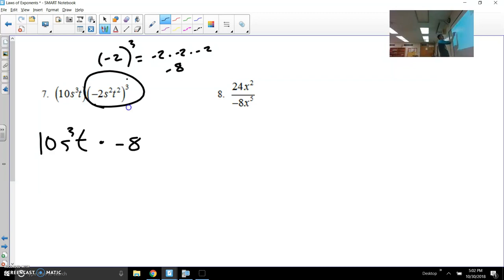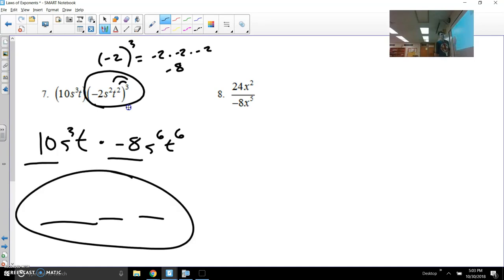But it also has some more stuff. We're going to use that same power of power idea, and we're going to multiply. So that's really s to the 6 and t to the 6. So now we have some stuff together. I want you to multiply 10 and negative 8, put your value, and then I want you to put all the s's together and all the t's together for our final answer.